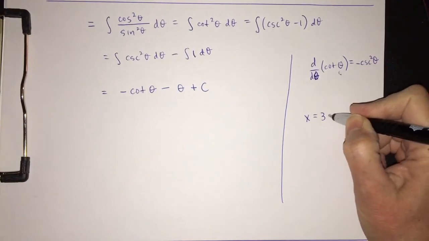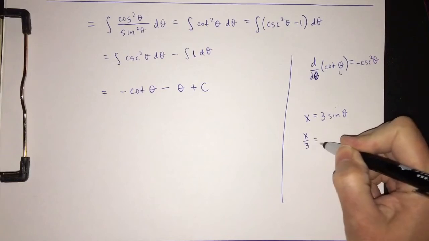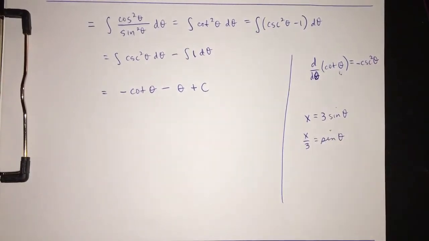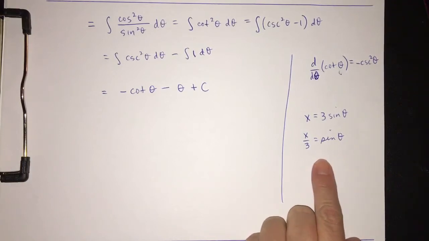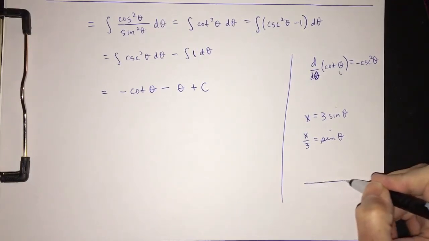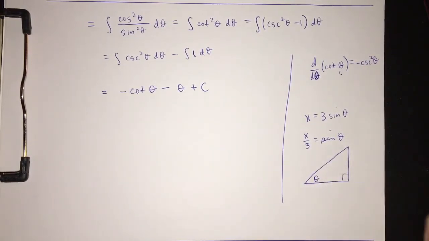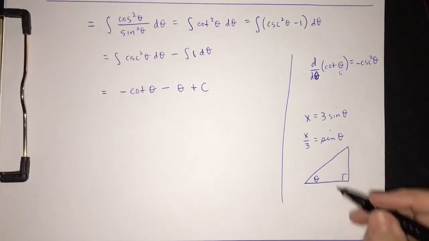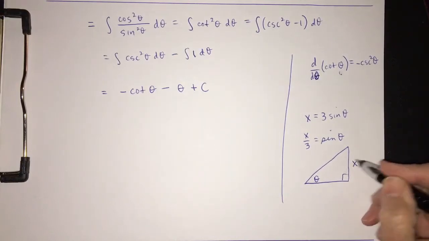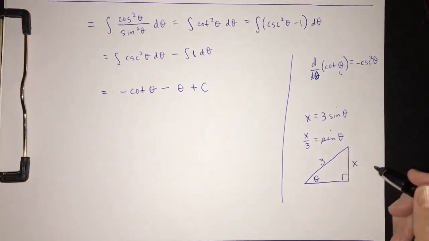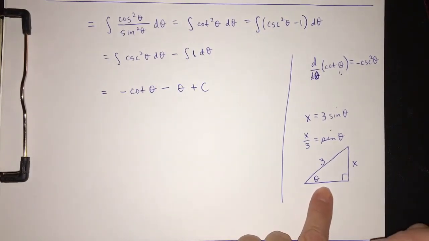So at this point, I need to go back and recall what the substitution was. It was x equals 3 sine theta. So x over 3 equals sine theta. And I can remember sine is opposite over hypotenuse. Let's draw the triangle for this. Draw a right triangle. Pick an angle to be theta. Not the right angle, but one of the others. And then sine theta, the opposite side over hypotenuse. With the Pythagorean Theorem, you can find the third side.